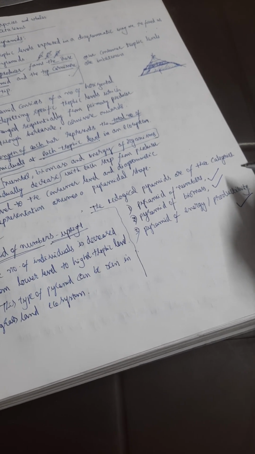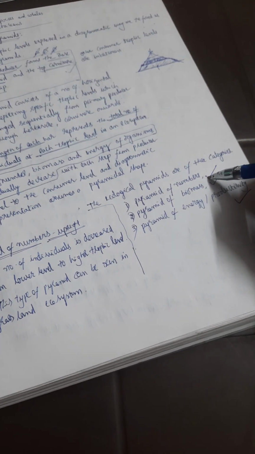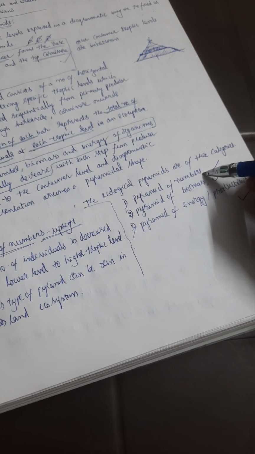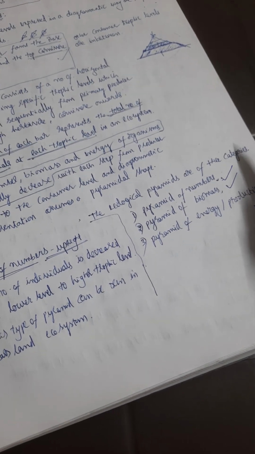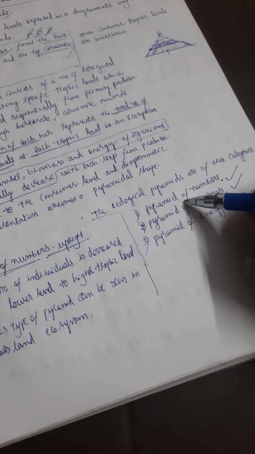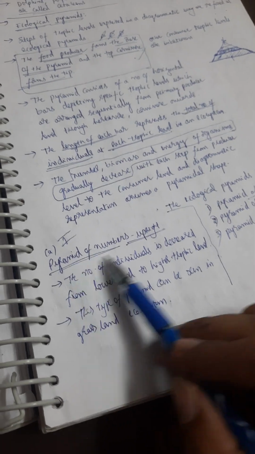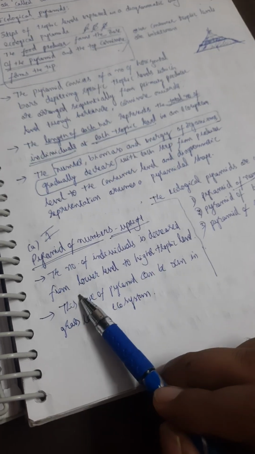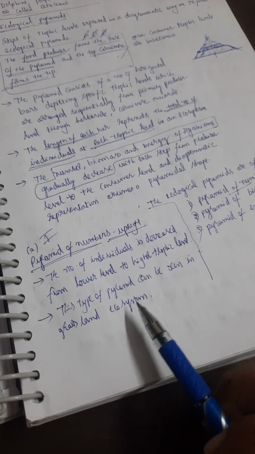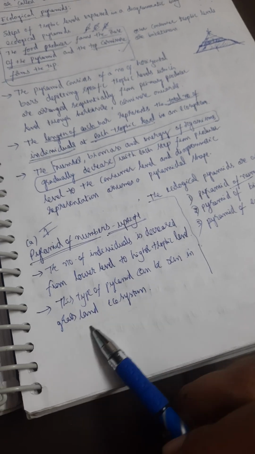First, they did the ecological pyramid with numbers. That means the number of organisms: number of rabbits, number of plants, like that. Initially, let's see what the pyramid of numbers is. The number of individuals decreases from lower level to higher trophic level. This type of pyramid can be seen in the grassland ecosystem.